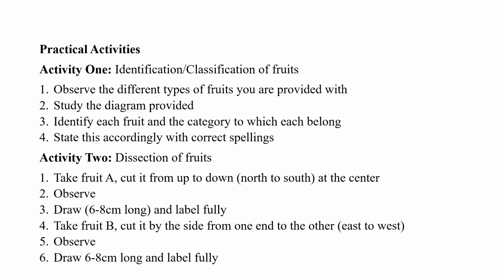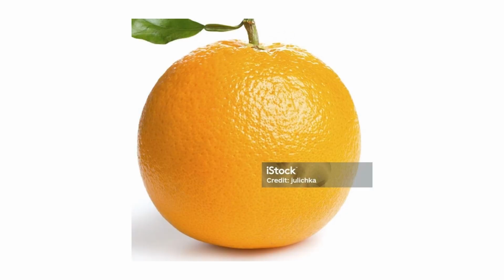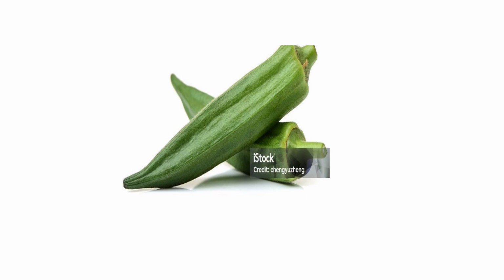Now, for the avoidance of doubt and for clarity, I'm going to show you the different specimens that you have been provided with, so that there won't be any confusion for you. This is fruit A or specimen A. This is fruit B or specimen B. This is fruit C or specimen C. This is fruit D or specimen D. And this is fruit E or specimen E.